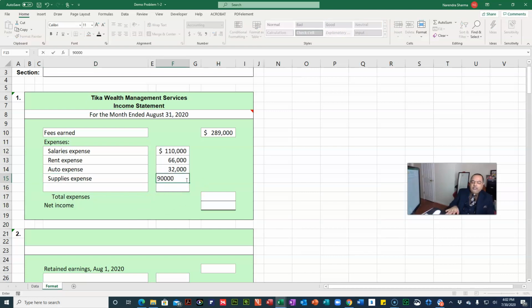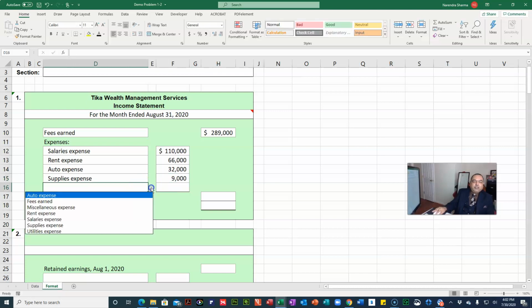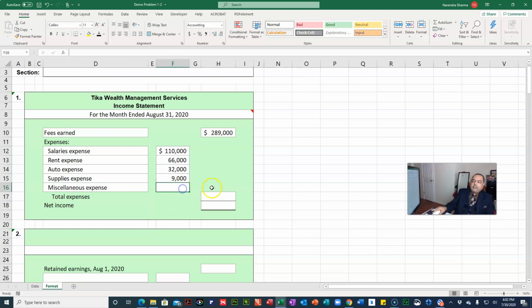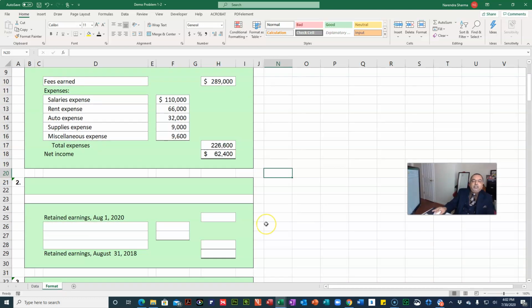Remember, the miscellaneous expense has to be last, so that's why I'm leaving that for the last, irrespective of the amount. Otherwise it should have come before the supplies expense, but since I said to you miscellaneous is always last. Now what we can do is add these and get the total expenses. So total expenses 226,600. Let's calculate the net income. Net income is revenue minus the total expenses. So that will give you 62,400.